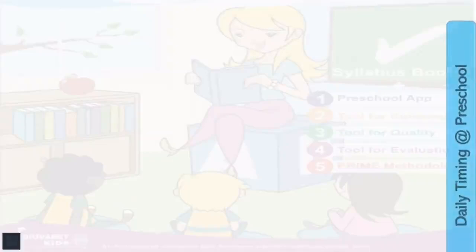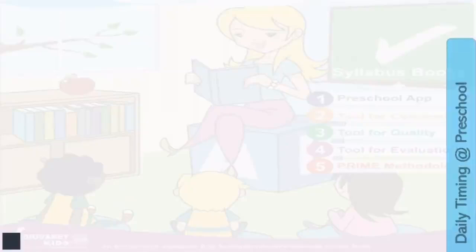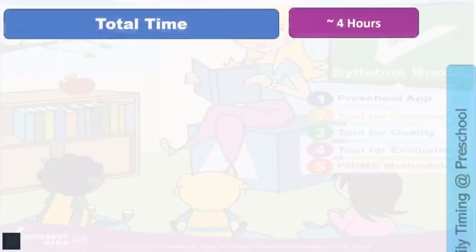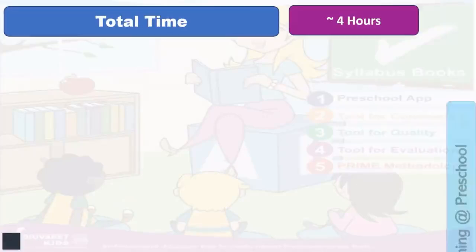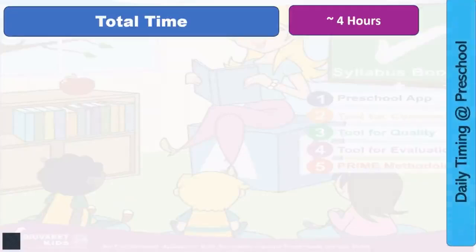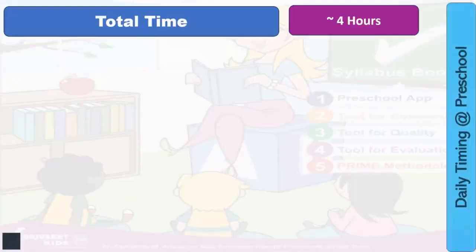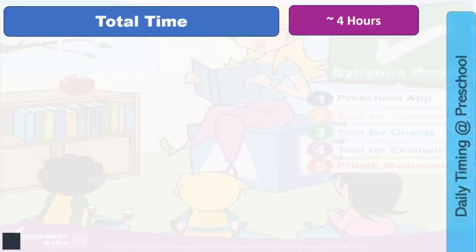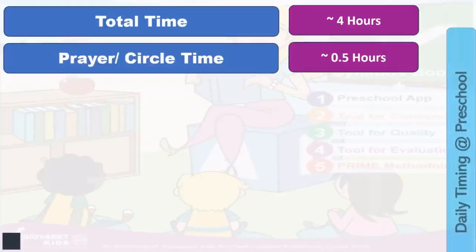So to answer this question, we need to understand the daily timings that are available in a preschool setting. If we look at a typical preschool setup, we generally find that around 4 hours of total time is available to the children in the preschool timing. It could be 10 to 1, it could be 9:30 to 12:30. Some schools may be 30 minutes more, some schools may be 30 minutes less.